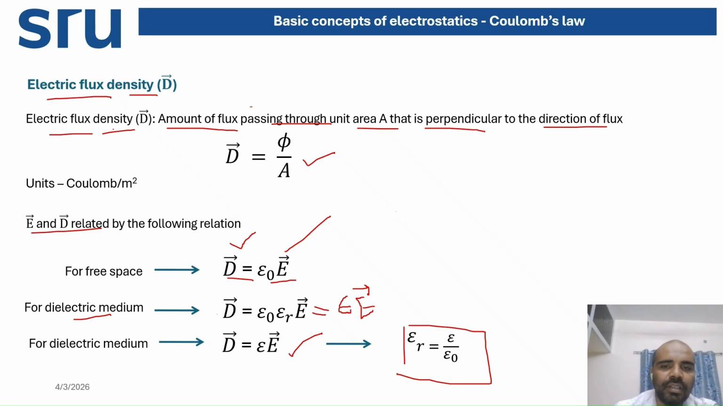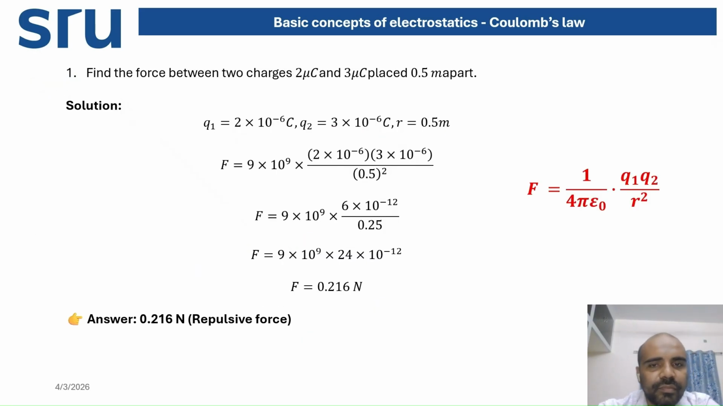Now move to the next slide. So now we will solve some problems based on Coulomb's law, right? So we need to find out the force between two charges, 2 microcoulomb and 3 microcoulomb, which are placed at a distance 0.5 apart, right? So we will use Coulomb's law, F equal to 1 by 4 pi epsilon naught Q1 Q2 by R square, and 1 by 4 pi epsilon naught is equal to 9 into 10 to the power 9 Newton meter square per Coulomb square.